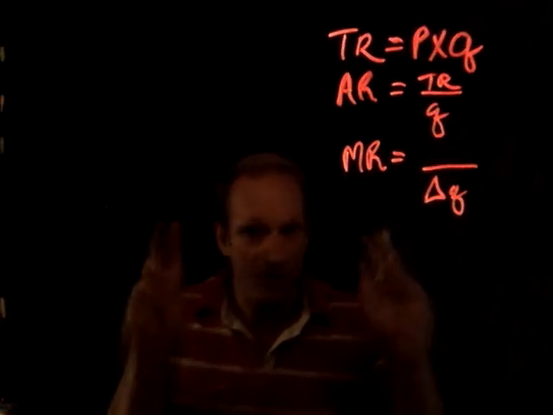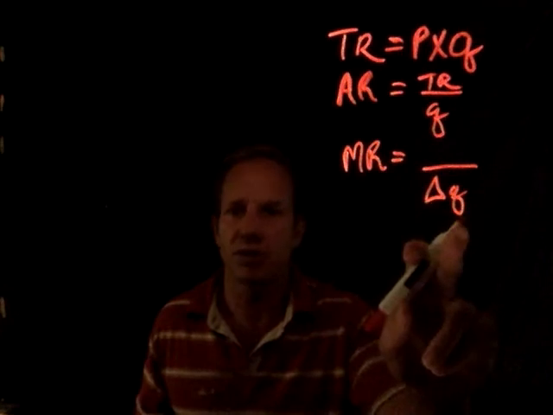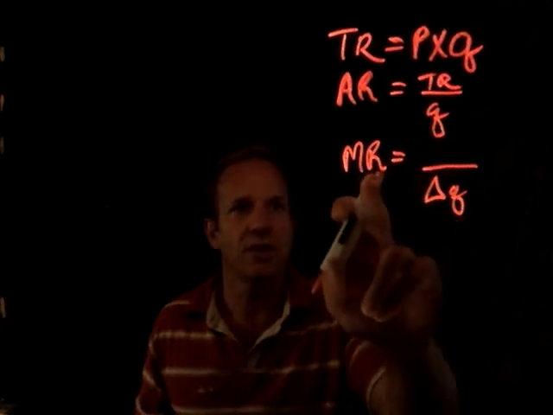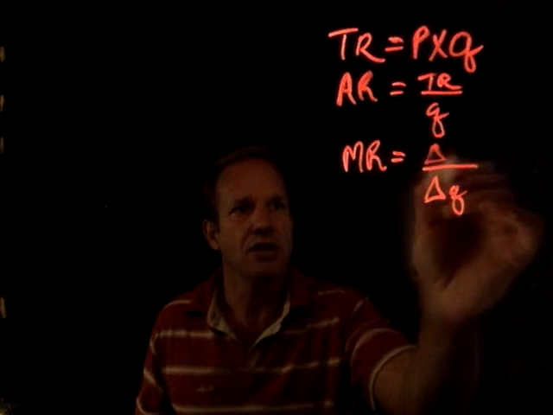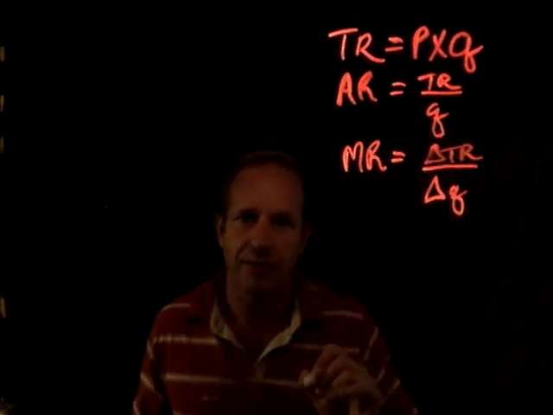The memorization of these formulas is still the same. Marginal means we're talking about change. Q is still on the bottom, so it's change in Q. What's on the top? The other thing. So it's your change in total revenue given your change in quantity.